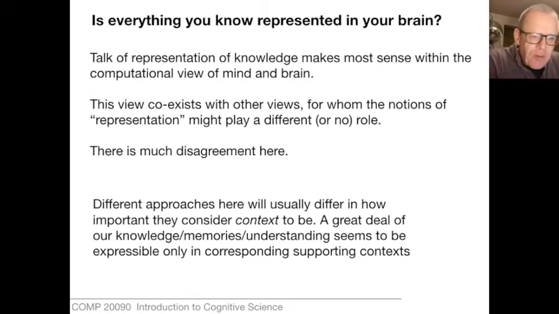Obviously, the topic of representation is taking us to a lot of different areas. We're considering a lot of different aspects that are relevant to human cognition, and representation has been a hotly discussed topic, often poorly discussed because the various issues that are at stake are often not teased out. If we're speaking of the representation of knowledge, and we're trying to understand human cognition, that seems to make most sense within a computational view of mind and brain.